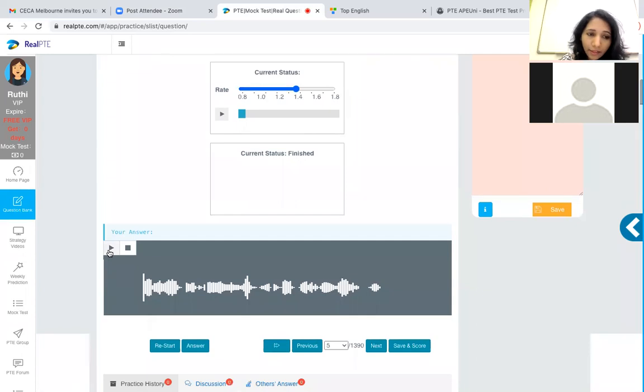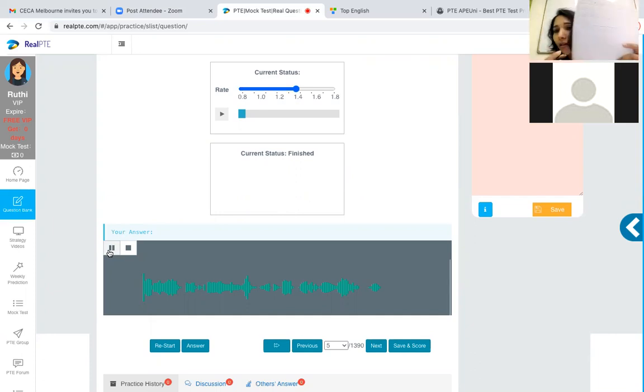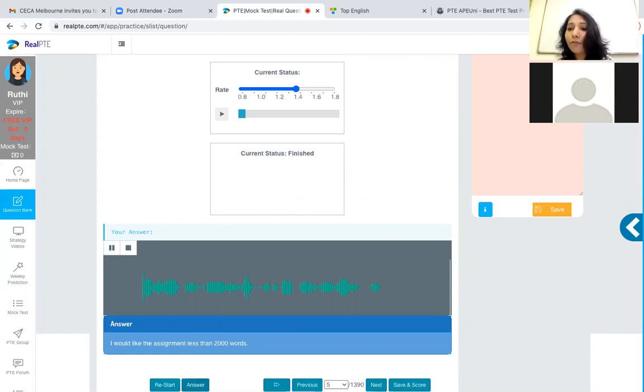So this is my audio. I would like the assignment less than 2,000 words. So what did I do? Half initials, I would like the assignment, and then less than 2,000 words is in my memory. So that's the answer. Okay, that's how you do the combination strategy. You combine initial letters as well as your memory.